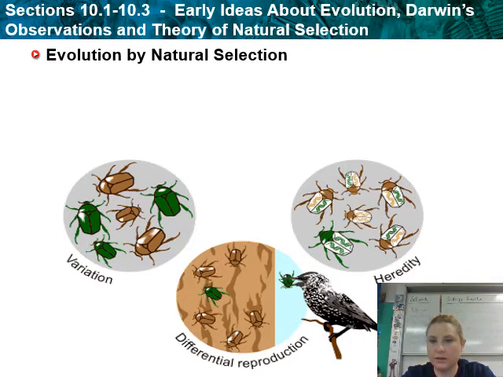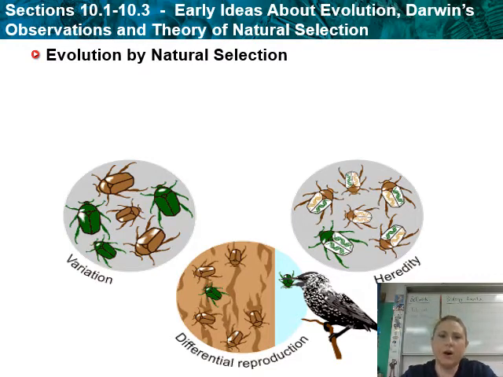So the brown ones are going to live longer and pass on their genes so that eventually that whole population is just going to be full of brown beetles. Maybe every once in a while a green one will be born, but again, it's going to get eaten fast, so it's not going to be able to pass on its genes.